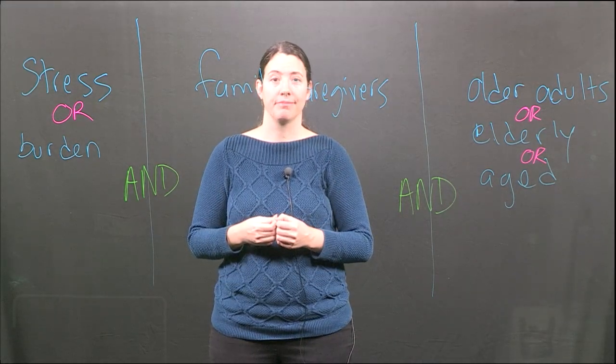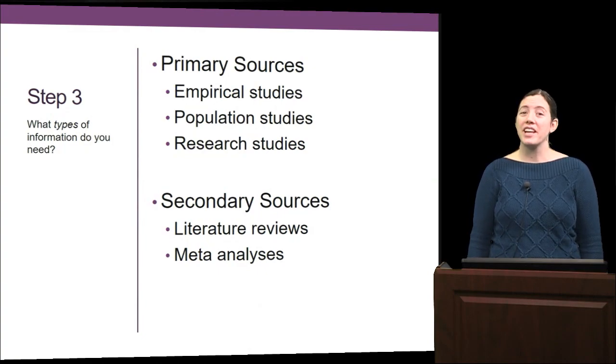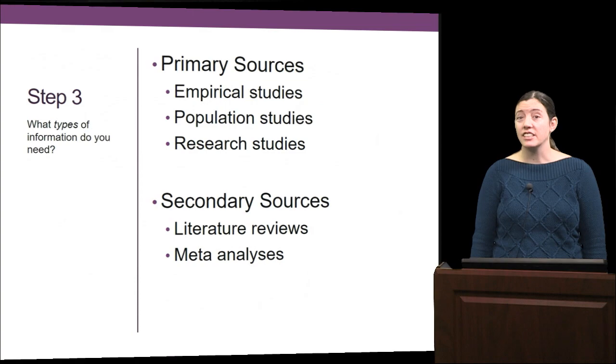Okay, now that we have determined your researchable concepts, we've brainstormed some keywords, some synonyms for our concepts, and we've linked our main concepts together by AND and our synonyms together with OR, you now need to think a little bit about what kinds of sources you need. And I gave you a clue earlier in this tutorial. You need scholarly, peer-reviewed articles. And primarily, you need primary sources. These are empirical studies, they're research studies.